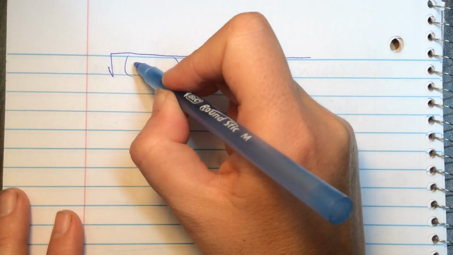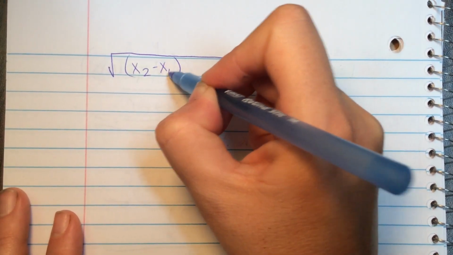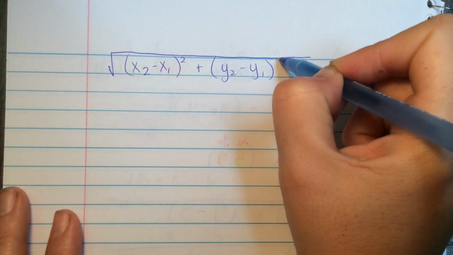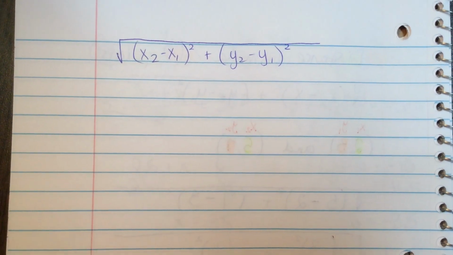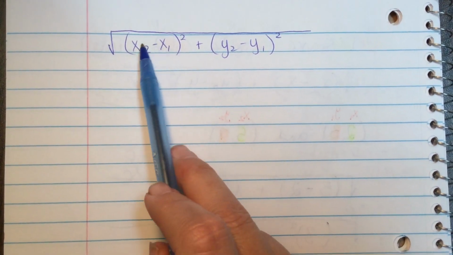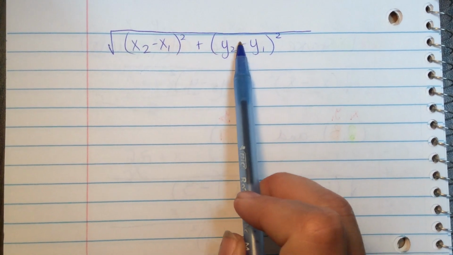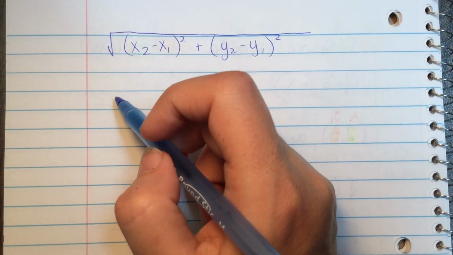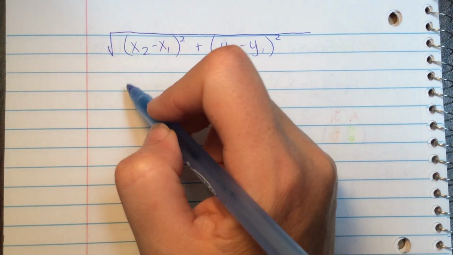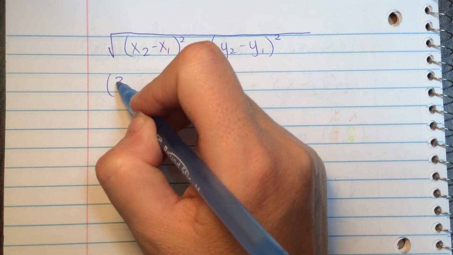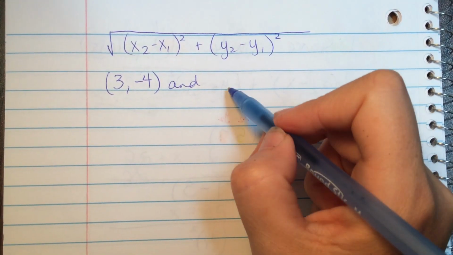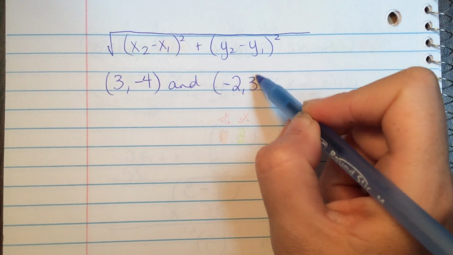So let's write our formula. First step should always just be rewriting the formula. The more times you write it, the better you'll get at memorizing it. Okay, so I have the difference of my x's squared plus the difference of my y's squared. And the points that we're going to use are going to be 3, -4, and -2, 3.